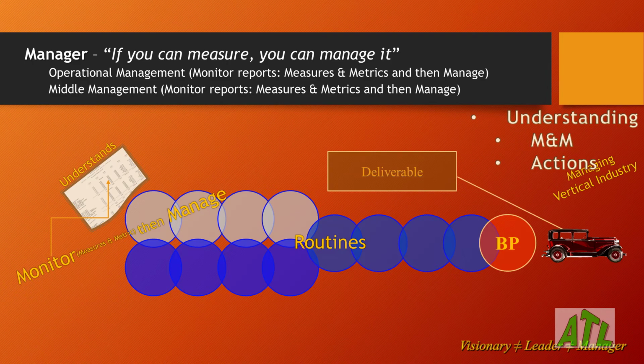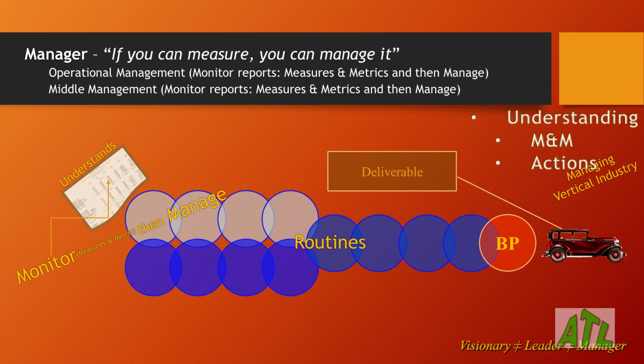Some of these are primary business processes, which are vertically oriented. The rest of these are horizontal or supporting secondary business activities. And our goal, as managers in each and every one of these functional areas, is to be able to monitor the measures and metrics, and if necessary, then manage. So really, that's what we're learning. That is the skill that we're developing.